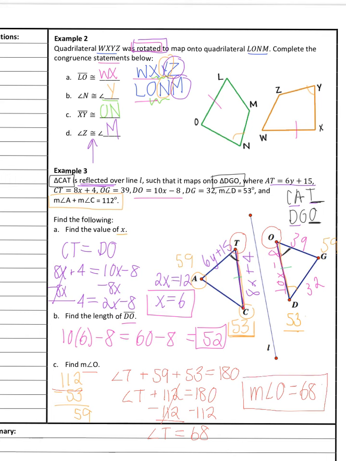So big ideas for Unit 4, Skill 1 are essentially use your letters to help you figure out your corresponding parts, and then remember, as long as a rigid motion occurred, you can set corresponding parts, both sides and angles, equal to each other to help you figure out whatever missing values you're looking for.